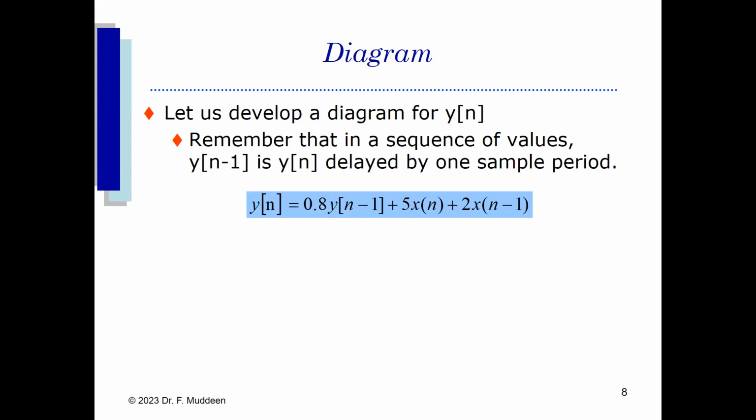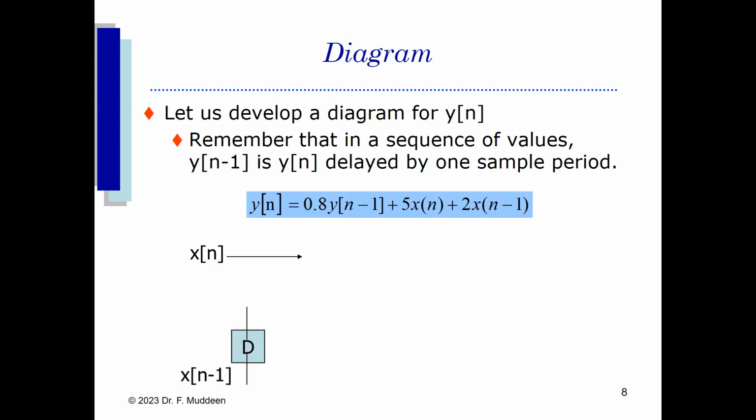So let's see now, if I were to draw this out as a sort of data flow. Remember that that is a sequence of values. So y[n-1] is y[n] delayed by a sample. x[n-1] is x[n] delayed by 1 sample period, and so on. So let's draw this out in a little diagram and see what we get.